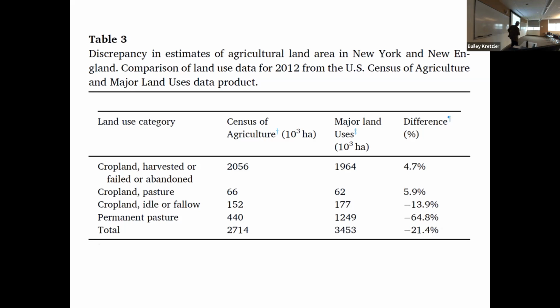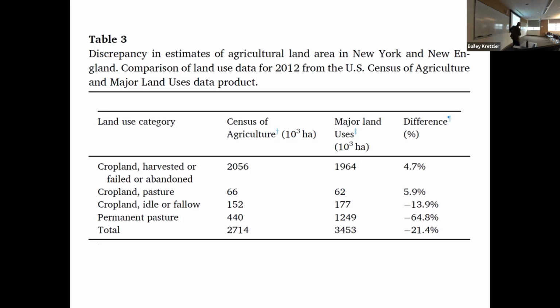So here we've got just the agricultural. We've got cropland, whether it was harvested, failed, or abandoned. We've got cropland pasture, idle cropland, and permanent pasture. Those are the key land use categories. And you can see, comparing the two, the difference column shows the difference between the census and the major land uses data. You can see the census has a little higher reporting of cropland and cropland pasture, and somewhat lower estimate of idle land. And you can imagine that some of this may be due to reporting differences.